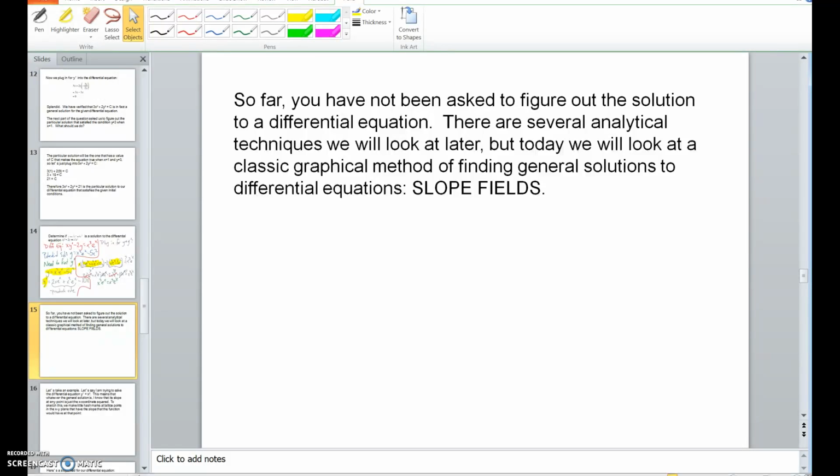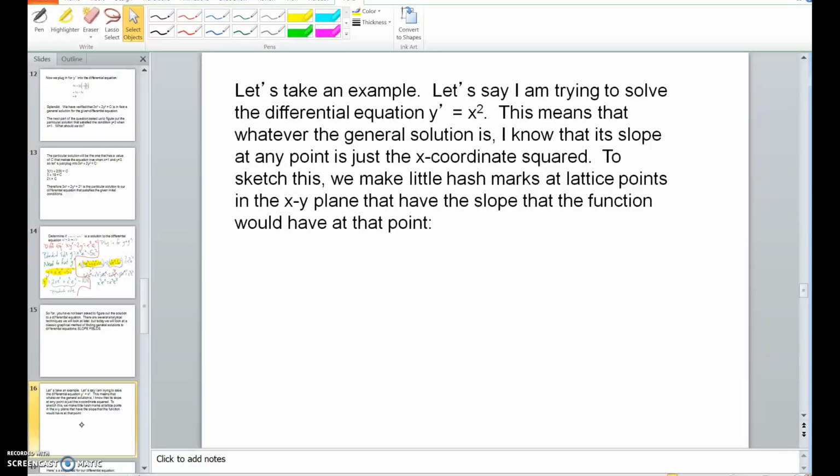So first let's start off, what is a slope field? What does it mean? Let's say that we start with a differential equation. This one's pretty simple. y prime equals x squared. What this means is that I don't know what the general solution is yet. But I know that if I were to draw the function that is the solution to this differential equation, at any given point on that graph, the slope of the graph would be x squared. So whatever the x coordinate is at that point, square it, that would be the slope. That's what this differential equation is saying.